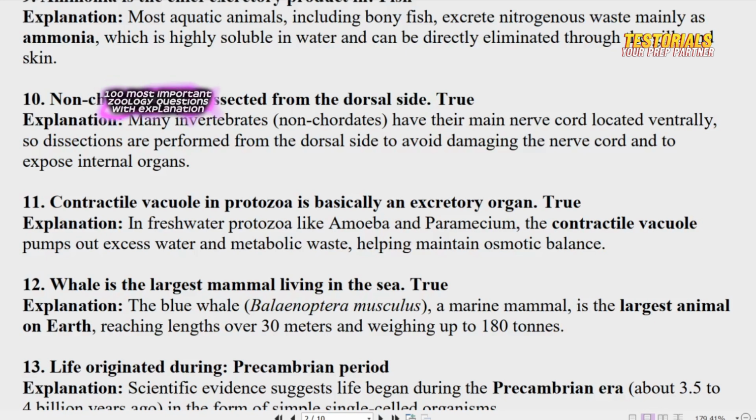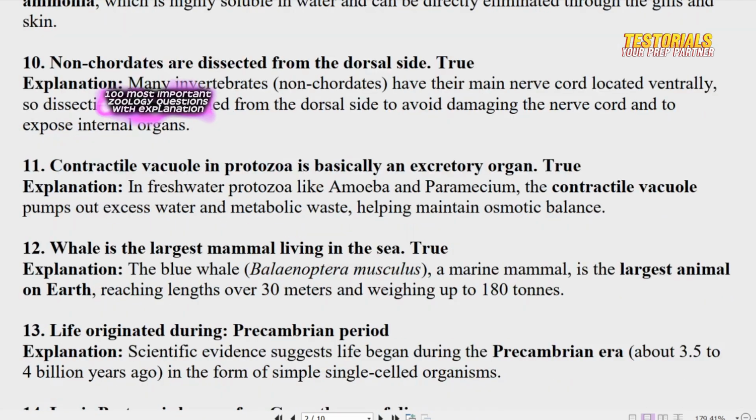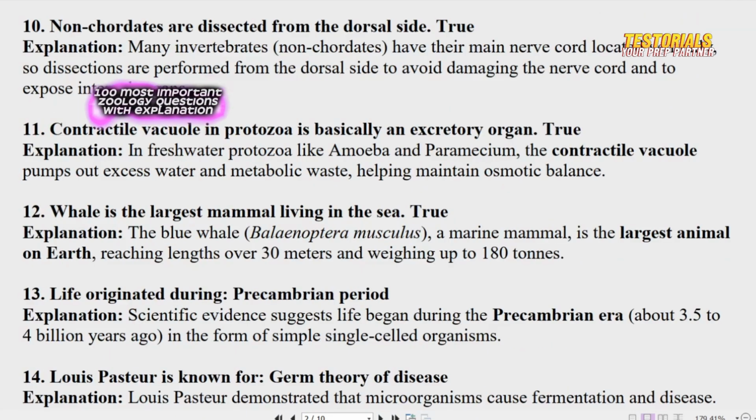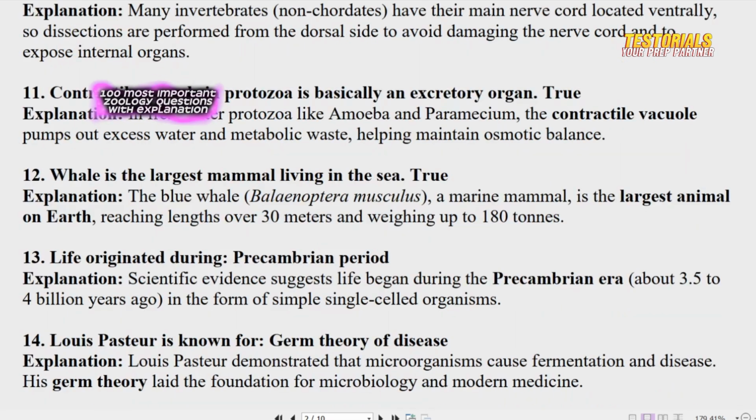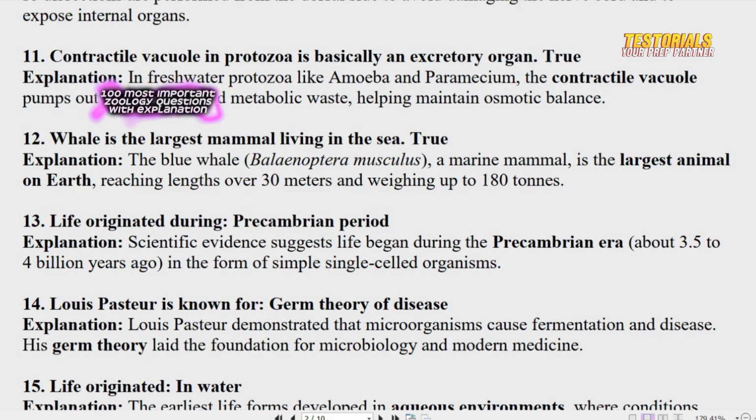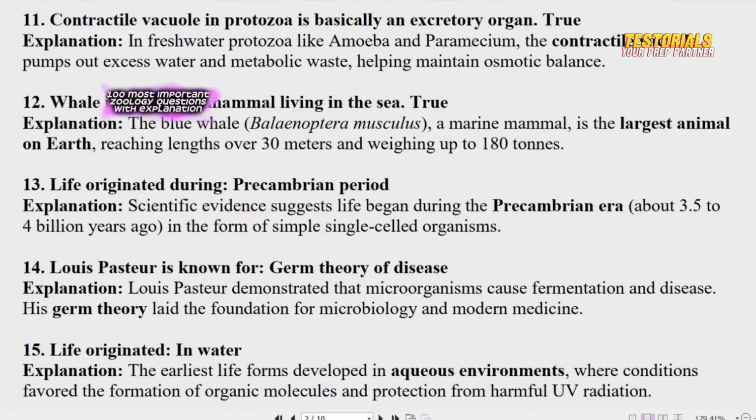11. Contractile vacuole in protozoa is basically an excretory organ. True. Explanation. In freshwater protozoa like amoeba and paramecium, the contractile vacuole pumps out excess water and metabolic waste, helping maintain osmotic balance. 12. Whale is the largest mammal living in the sea.